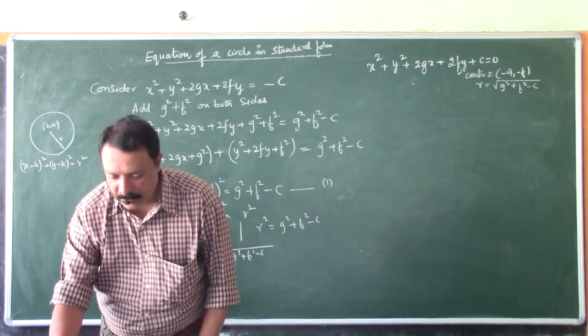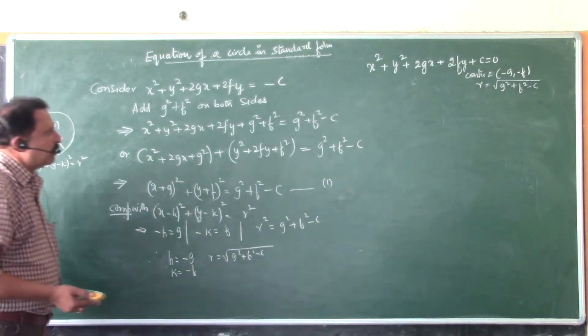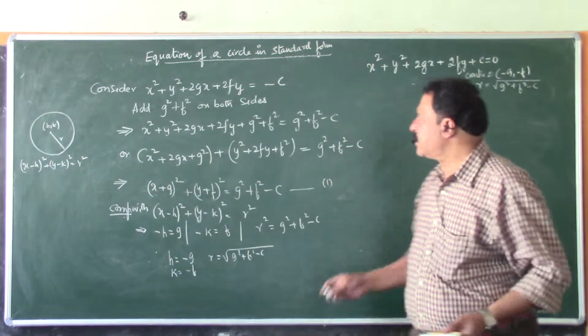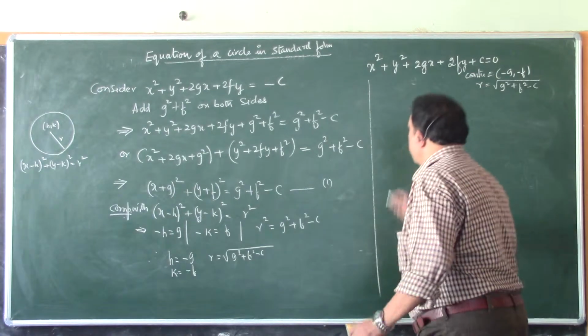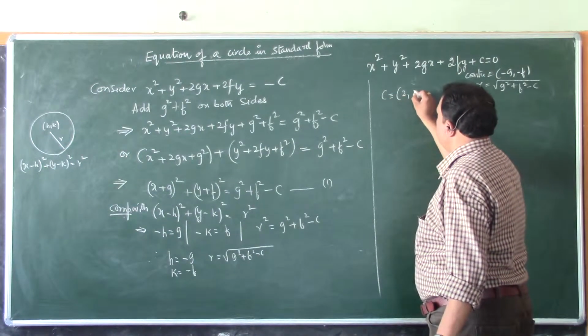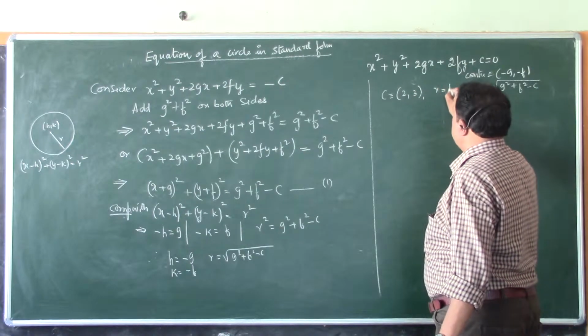Okay. Now, in order to understand this in a better way, let us take one example. I want to find the equation of the circle whose center is at 2, 3 and radius is equal to 4.